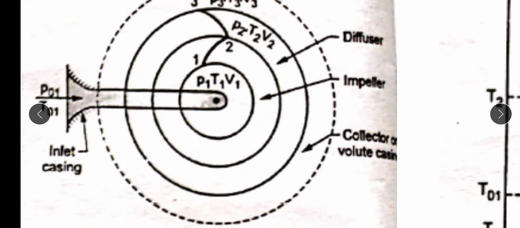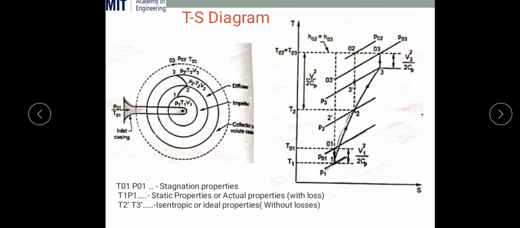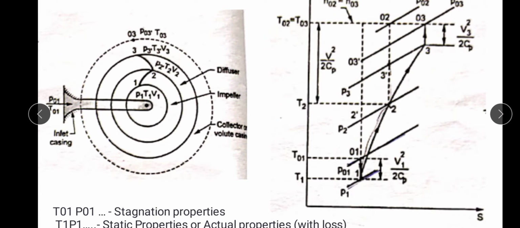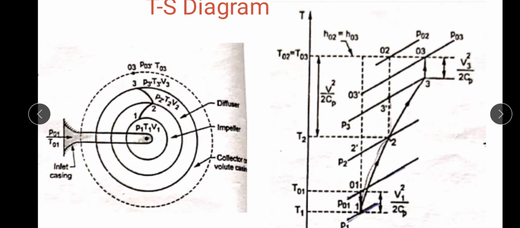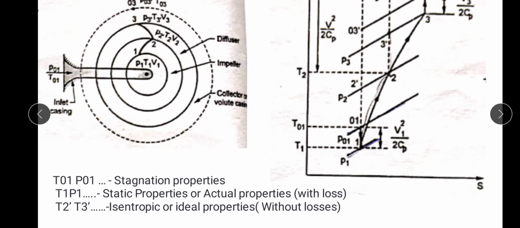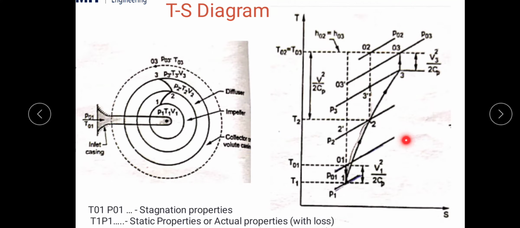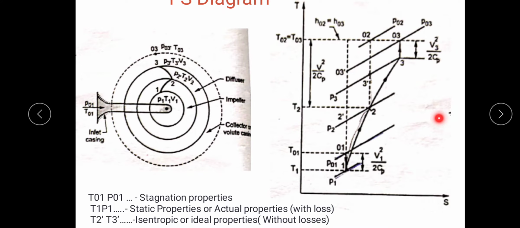Now, coming back to our TS diagram, we have to show on the TS diagram the process happening inside this compressor. The TS diagram is basically a temperature and entropy diagram. Temperature is the thermal condition of the air, and entropy shows the disturbance in the system.